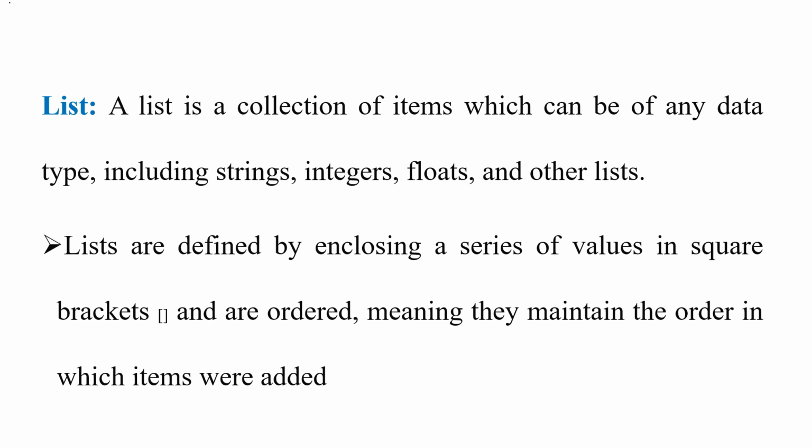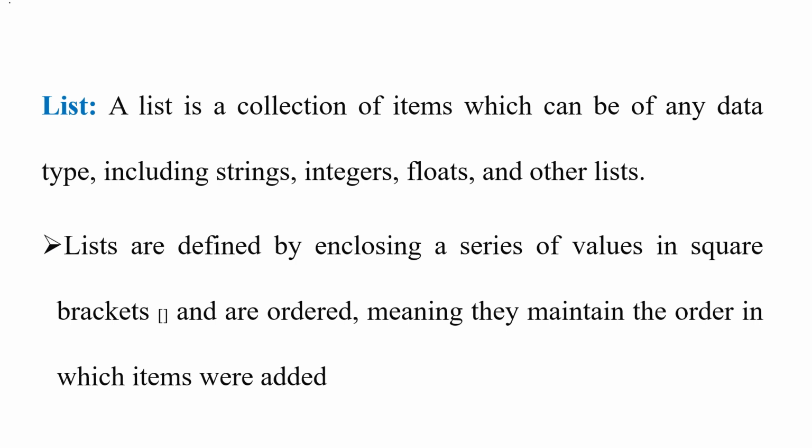That means we can create a list with items of different data types. Those are strings, integers, floats, and other lists. So lists are defined by enclosing a series of values in square brackets. That means we can create the list within the square brackets and give a series of values, which can be of different data types.